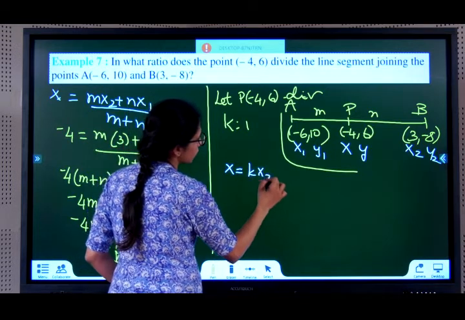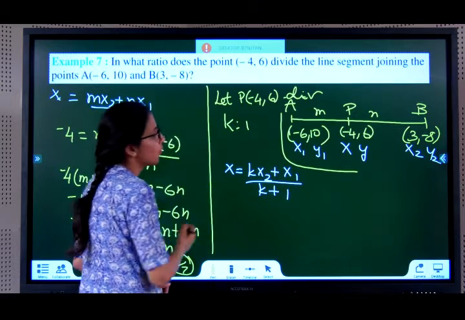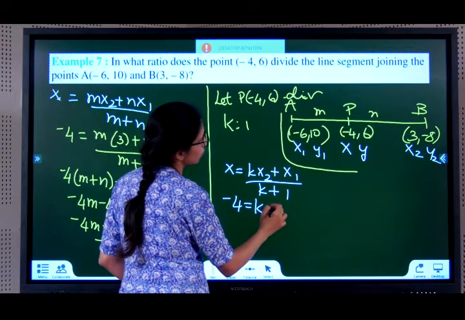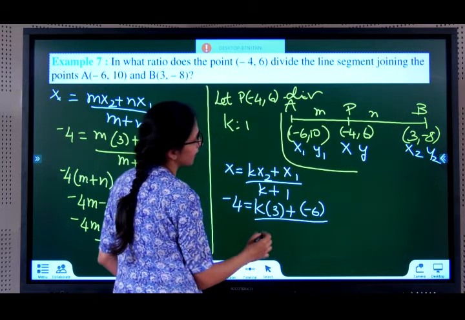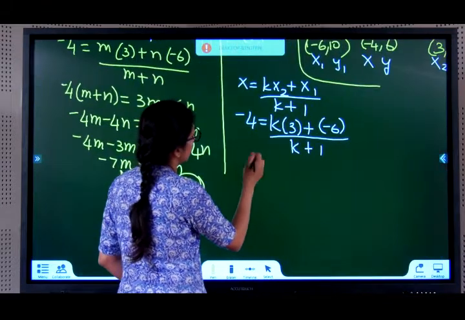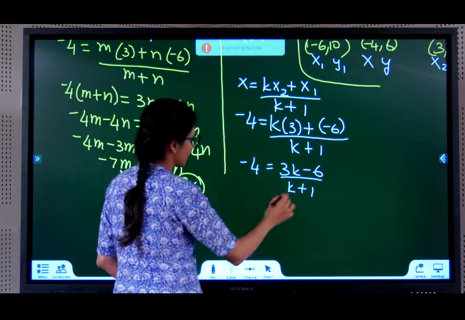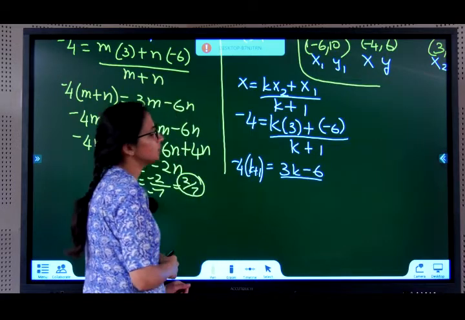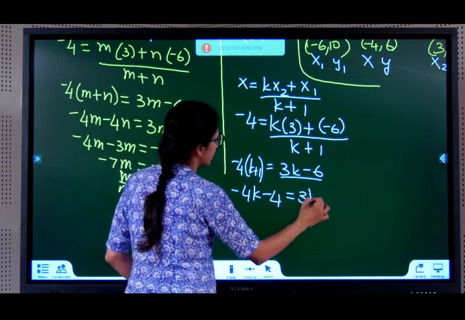So x is (k x2 + 1 x1) divided by (k + 1). Observe, x is minus 4, x2 is 3, x1 is minus 6, and k is what I have to find. So minus 4 is equal to (3k minus 6) by (k plus 1). This k plus 1 you can shift up here. So minus 4 into (k plus 1) is equal to 3k minus 6. Minus 4k minus 4 is equal to 3k minus 6.